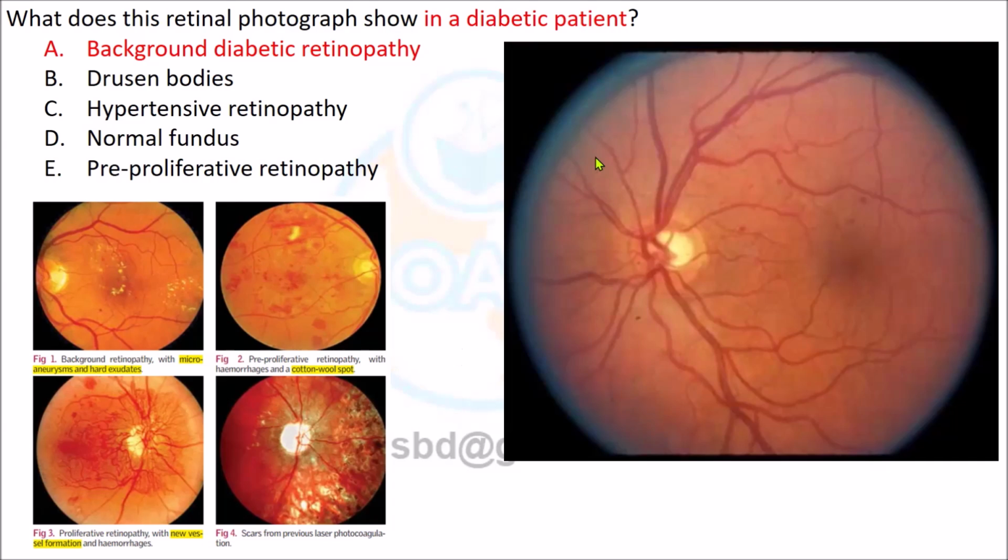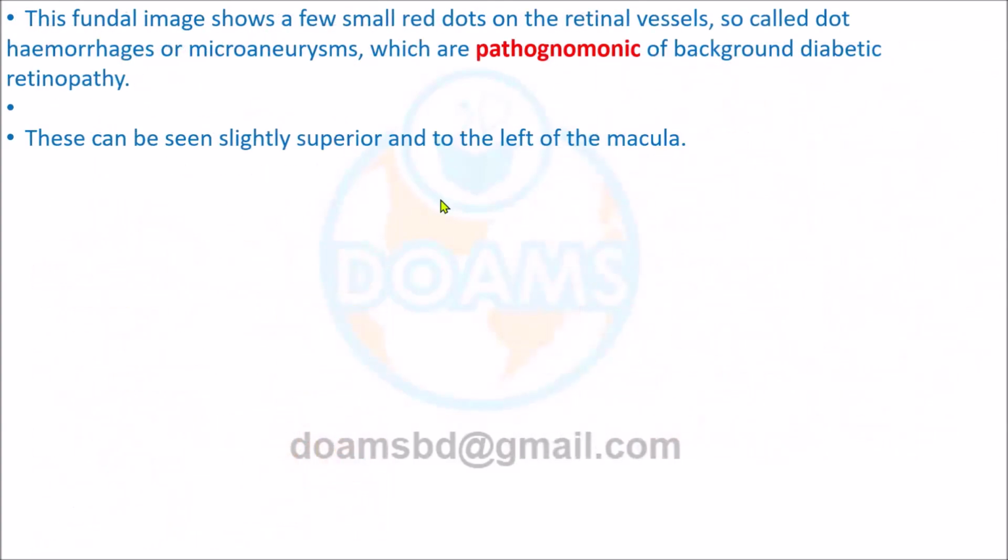Okay, ignore it, please. So this is background diabetic retinopathy, as there is a microaneurysm. But don't be confused with maculopathy. Maculopathy is not part of the different phases of retinopathy, pre-proliferative or proliferative. Maculopathy can happen at any time. So whenever you see microaneurysm, we can say this is background retinopathy, and it is very characteristic.